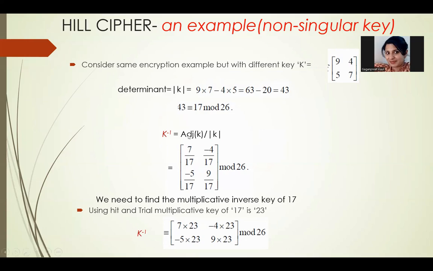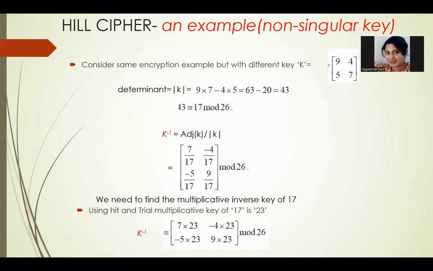We first find the determinant. To find the determinant, it is simple. Cross multiply and subtract. 9 into 7, 63, minus 4 into 5, that is 20. So 63 minus 20 gives me 43. Converting it into a modulo, I get 17 as the value. Okay, now to find the K inverse, the simple formula is adjoint over the determinant.